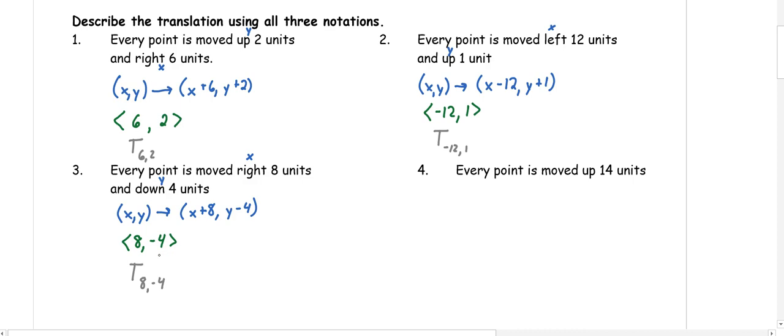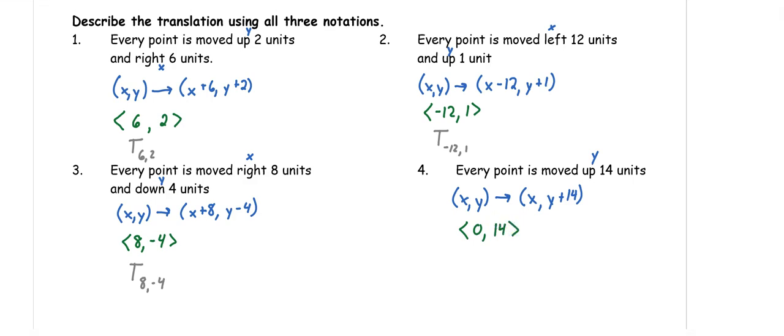Number 4, every point moves up 14 units. So the only type of change we have in this case is a y movement. Our x does not have a movement. So in the coordinate notation, when we have x comma y, we're just going to leave x the same, which means we're not changing at all. Y plus 14. When we use the other two notations, since there's no variables in them, we need to put a 0. So in vector notation, when x is not moving, we have 0 comma 14. And then in subscript, we have a T, again 0 comma 14.